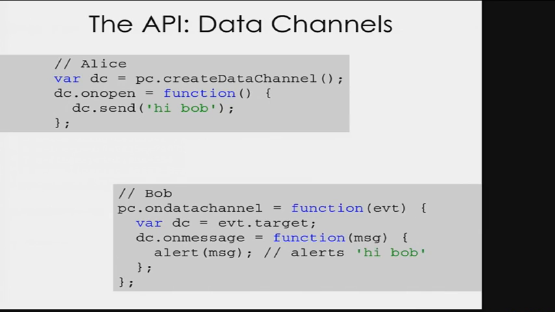You have a peer connection already to Alice. Like you have a WebRTC channel, and Alice says, okay, I want to have a data channel. And then Bob's browser fires this data channel event. And then you can say, okay, I'll accept the data channel or not, right?